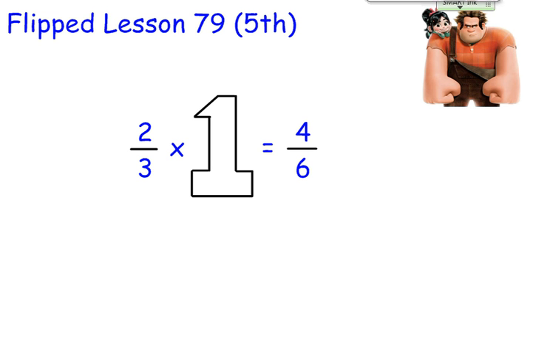I don't want to help with math. I just want to wreck it. Oh, come on, Ralph. We can do this.